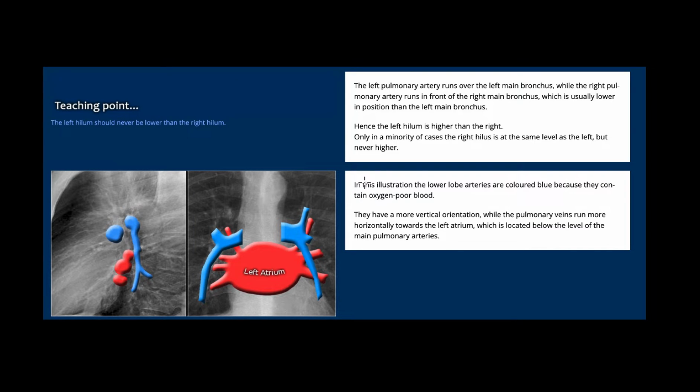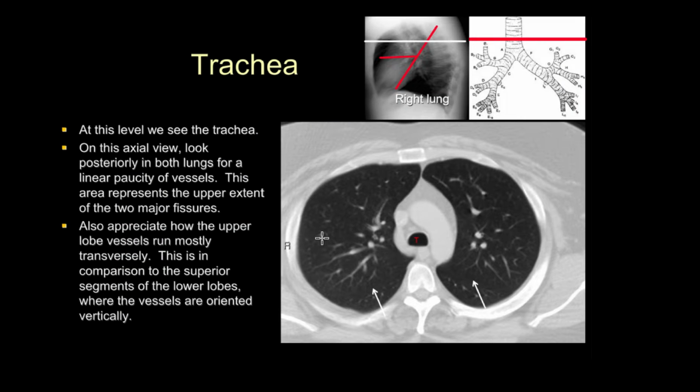And one key thing is that the left pulmonary artery runs over the left main bronchus, while the right pulmonary artery runs in front of the right main bronchus, which is lower in position than the left main bronchus. And so your left main bronchus will be higher than your right, or the left hilum will be higher than the right hilum. And so it's really important to know. And this is just a good diagram from that. Again, this is all from Radiology Assistant.